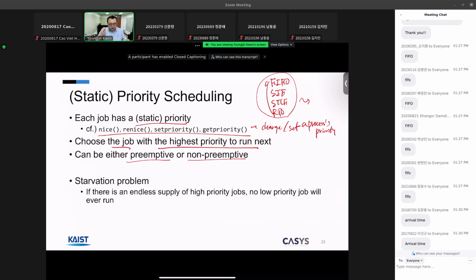The dark side of priority scheduling is the starvation problem. If there is an endless supply of high priority jobs, low priority jobs will never run. Like in SJF, if short CPU burst tasks keep coming to the system, long CPU burst tasks have no time to be scheduled. That's starvation, because the remaining CPU time is the priority in SJF. So starvation and priority scheduling always go together.